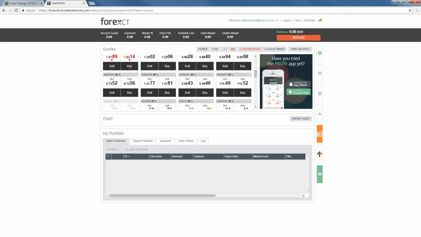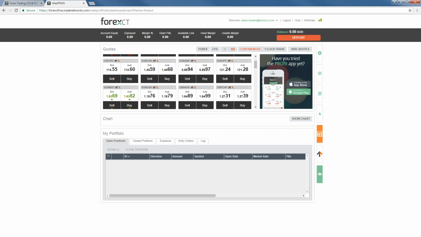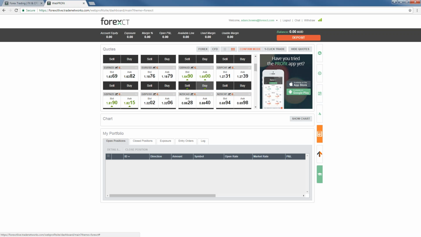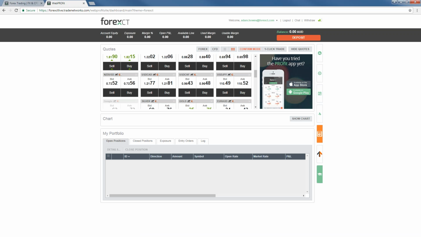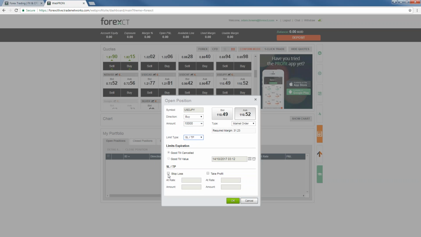So we've got a target of 110.9 and a stop loss of 109.9. So let's go back to our trading platform, find the pair USD JPY. Click on buy. First thing we do is enter our SLTP, put in the stop loss of 109.9 and a take profit of 110.9, risking 70 to make 42.